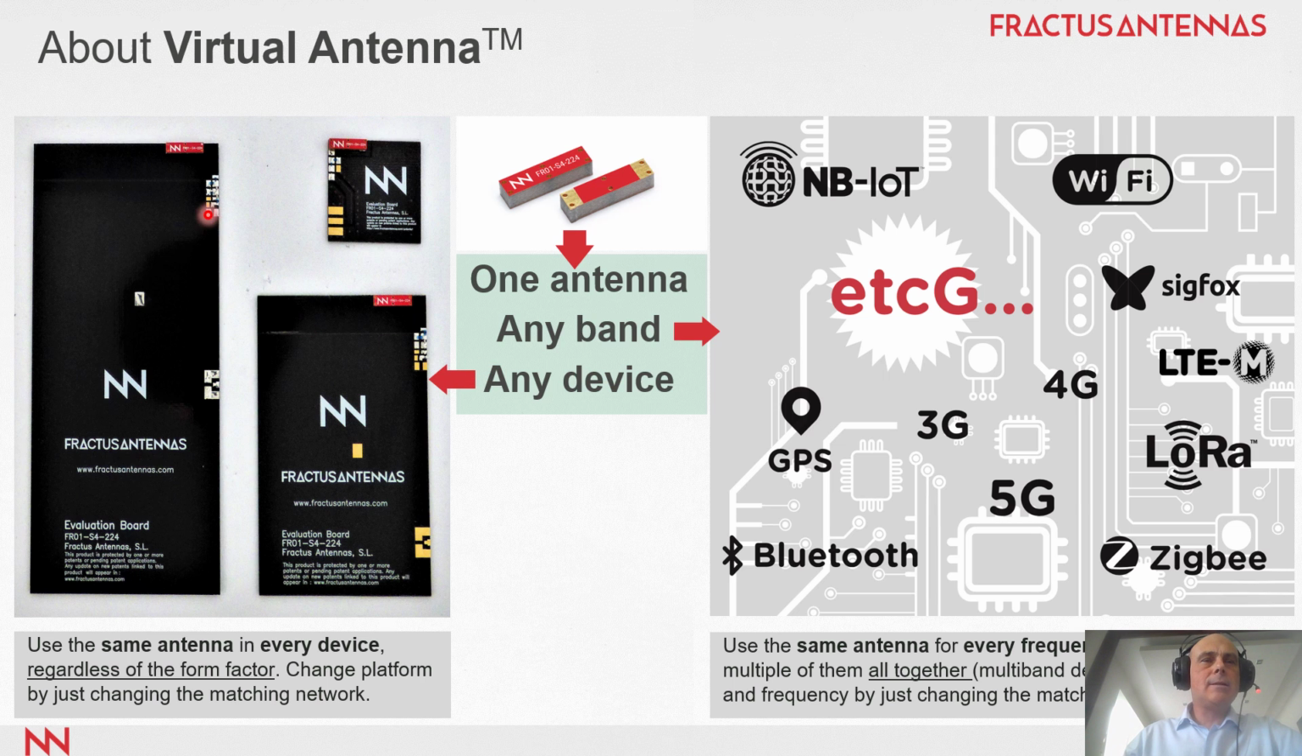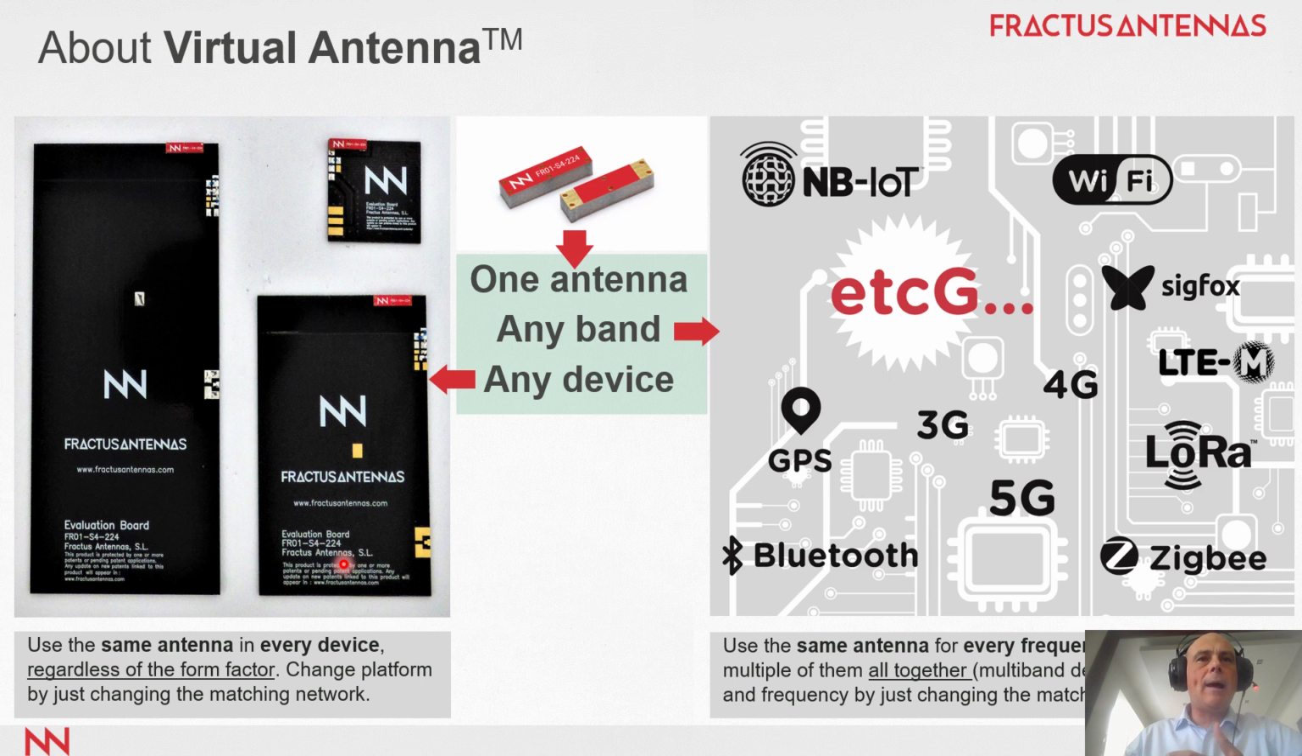Let's see. For instance, we have several devices with different shapes, different form factors, from a big one to a small one. Do we need to use a different antenna for each device? The answer is no. We can use the same antenna boosters, and the only thing we need to change from one device to the other is to design a matching network, which is faster and easier than designing a customized antenna from scratch.